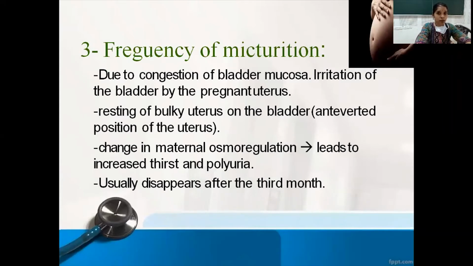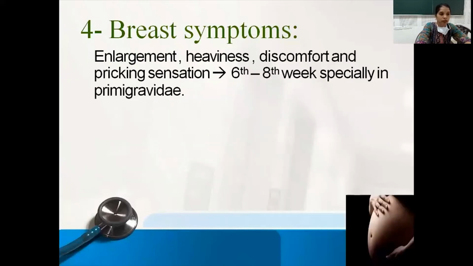It might be pressing on the bladder, so frequency of micturition is increased, and there is more proneness to infections also because of the congestion and irritation, and the resting of the bulky uterus on the bladder and the anteverted position of the uterus. Change in maternal osmoregulation leads to increased thirst and polyuria. Usually it disappears after the third month, once the uterus moves from a pelvic organ to an abdominal organ.